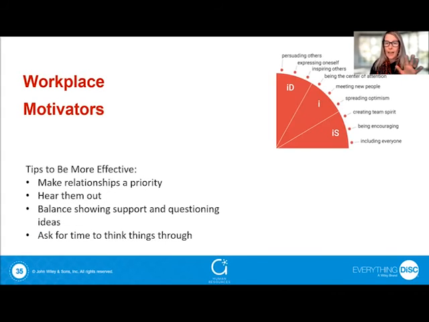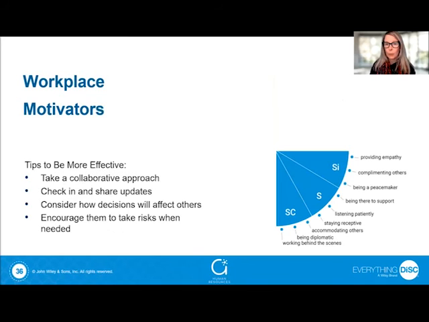So if you're up in the I area, these might be the things that motivate you. And here are some tips about how we can work more effectively with those folks that have that I energy. Here are some tips for working with the folks that might be in that S energy and have these motivators, that they like to be there as a real strong support to their team. And then how can you work more effectively with them?